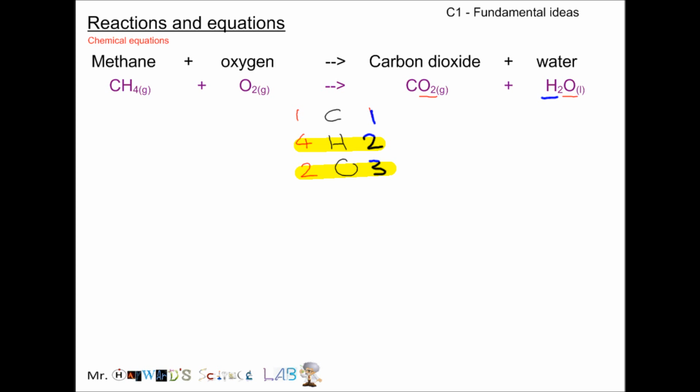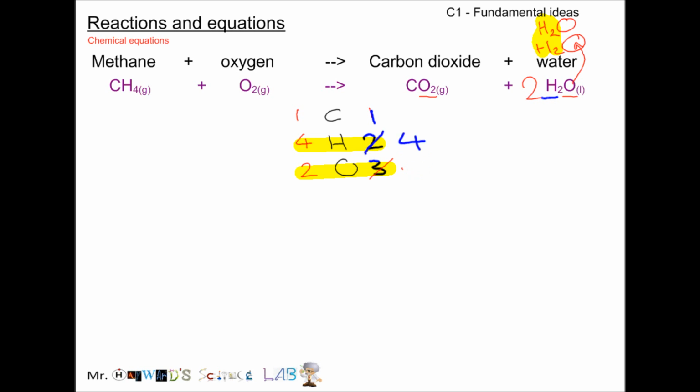We need to go from 2 hydrogens to 4. So we're going to double this. That gives us 2. Remember, that tells us now, it's not saying it's 2 hydrogens, it's saying it's 2 waters. Okay, and that gives us 4 hydrogens now. And we change that on our equation, so we get that to 4.